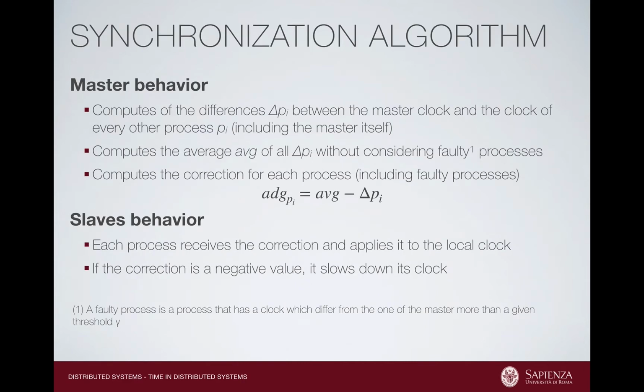And what the master does is to compute all these differences and then to compute the average of the differences, trying to exclude faulty processes. Faulty processes are processes for which the clock is too far in the future or too far in the past. And what it does then is to compute a correction for each process, and the correction is essentially given by the average that it computed, the average of the differences, minus the difference of the local process. And then it sends this correction to all processes. When a process, a slave process, a client receives this correction, the client applies the correction, and if it is negative, it has to slow down its clock. We will see how it slows down the clock in a few slides.